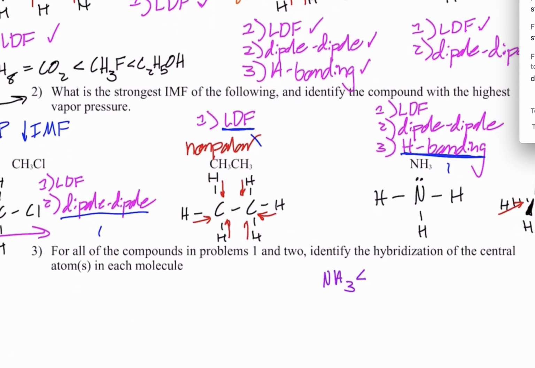Next up, CH3Cl, that's going to be intermediate. Its highest force is dipole-dipole. And then the highest vapor pressure is going to be CH3CH3 because it has the weakest intermolecular forces. All it has is London dispersion. So it's very easy for that CH3CH3 to go ahead and evaporate off. And since it's evaporating more often, it's going to have a higher vapor pressure.